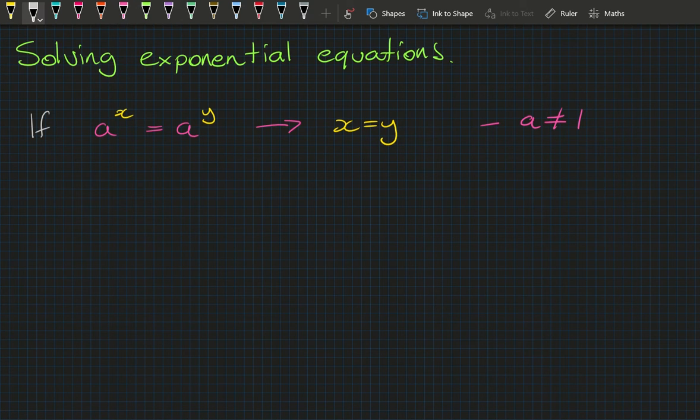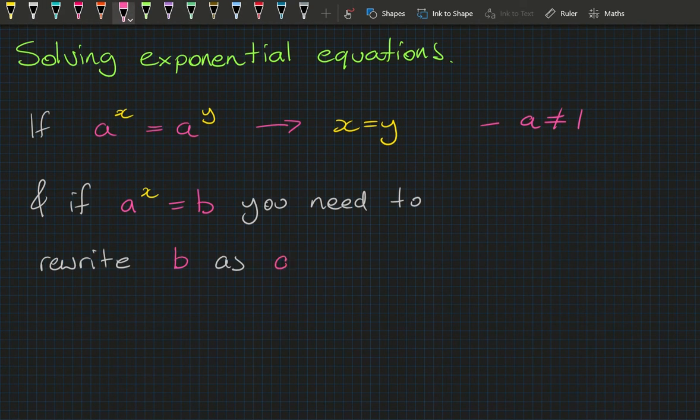However, if we're presented with a to the x is equal to some different number b, you need to rewrite b as a to the n. And that way we know that x will equal n. Okay, that's assuming you know what this n is.